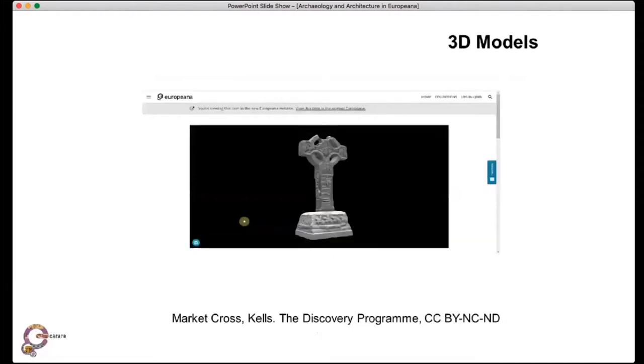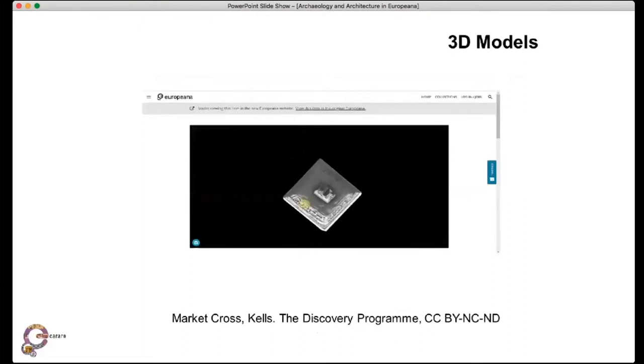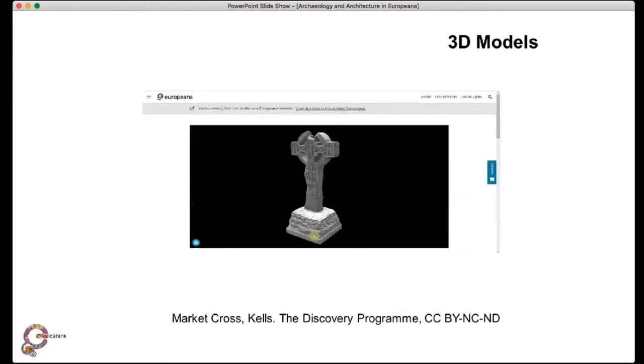This cross stood at the junction of Market Street and Castle Street in Kells and became known as the Market Cross. Originally, it is thought to have been a boundary cross marking the perimeter of the monastery.